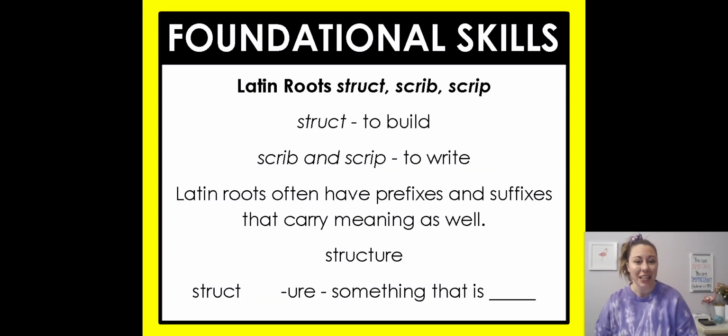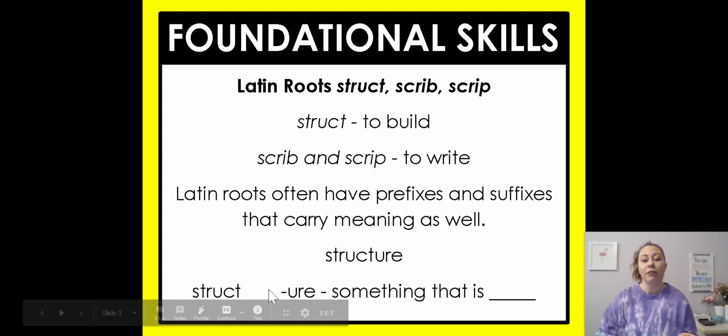Moving on to our foundational skills, we have the Latin roots struct, scrib, and scrip. The Latin root struct means to build. Latin roots all have their own meanings, just like prefixes and suffixes. Scrib and scrip both mean to write. So when you see a word that has the root scrib or scrip, sometimes we also call this a base word, it's going to have some sort of writing meaning. It also says that Latin roots often have prefixes and suffixes that carry meaning as well.